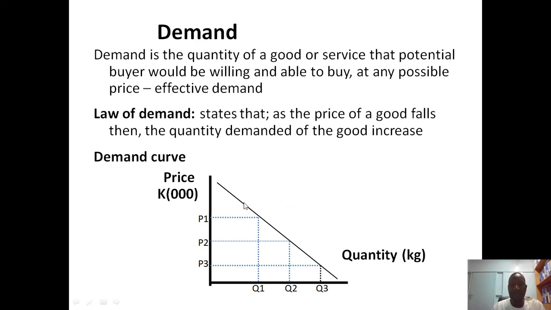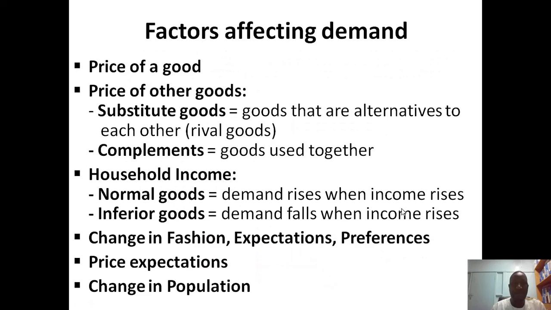And so we have a downsloping demand curve, and this downsloping demand curve, of course, means that there is an inverse relationship between the price and the quantity demanded. If the price is increasing, quantity demanded must be falling. So for instance, the price increasing from P2 to P1 means that the quantity demanded will be falling from Q2 to Q1. Now let's examine the factors that affect demand.